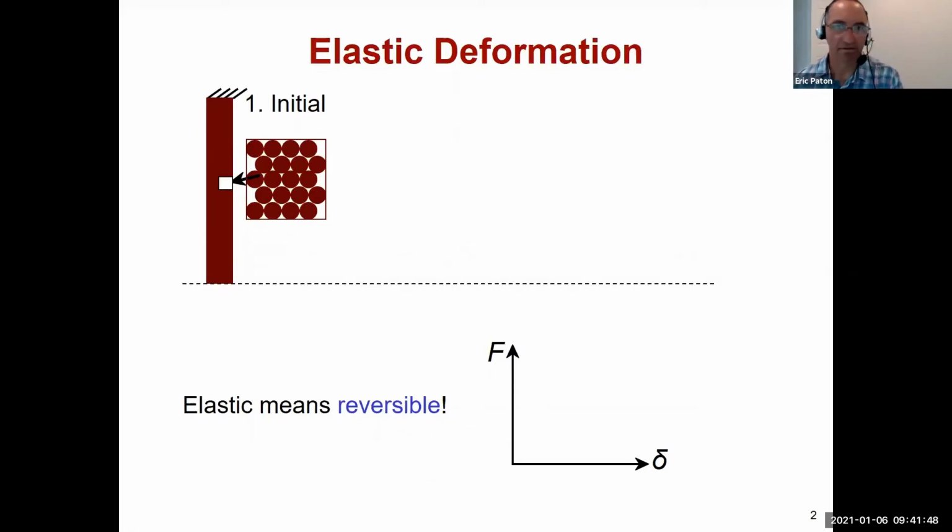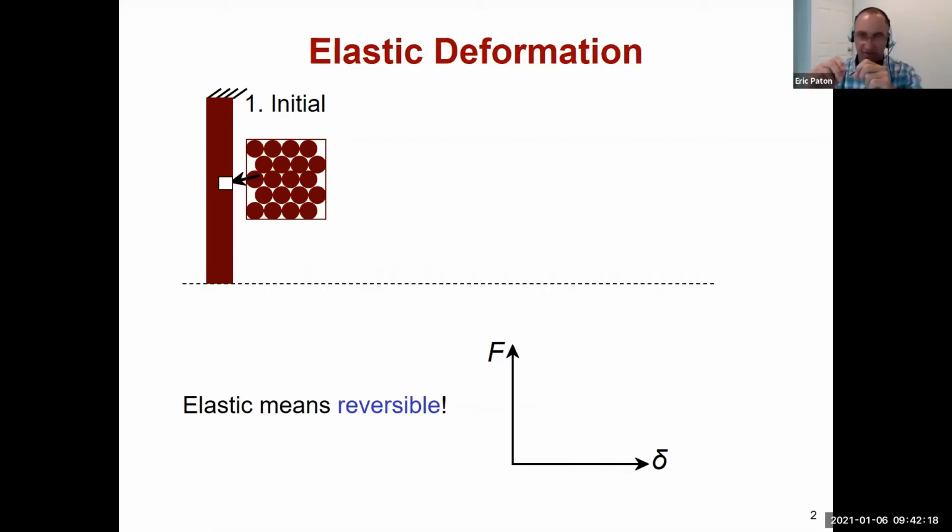First off, we have elastic deformation. So elastic deformation means reversible. That means that when we apply a load, like in this rubber band, when we release that load, it returns to its original state, okay? This is a rubber band.